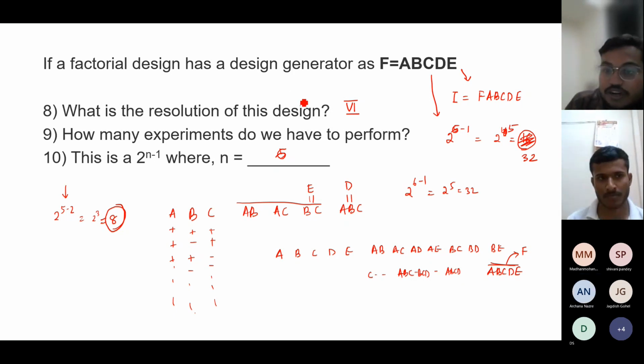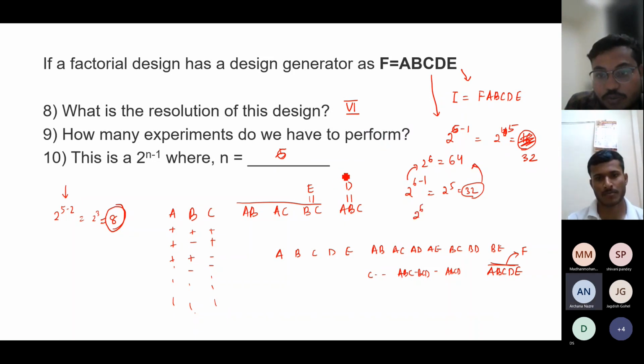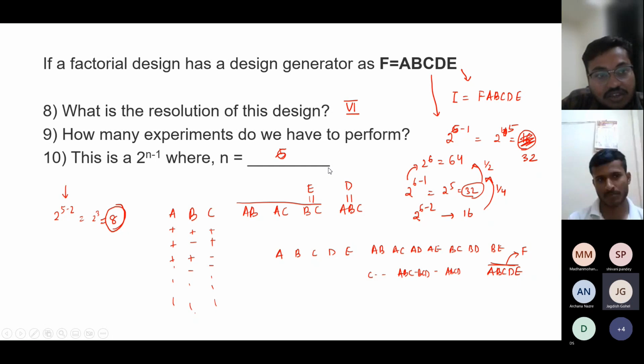Correct. When we subtract one, the full factorial for 2^6 will have 64 experiments, and when we subtract one, we are doing 32. So this is half of the experiments. If we write 2^6 - 2, we'll do 16 experiments, which is 1/4 of 64. Correct, and so on. I got it, sir. Thanks, sir, for pointing this out.